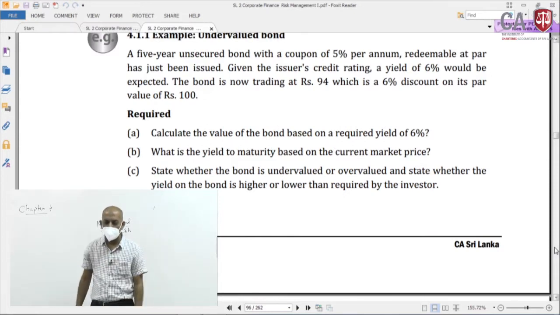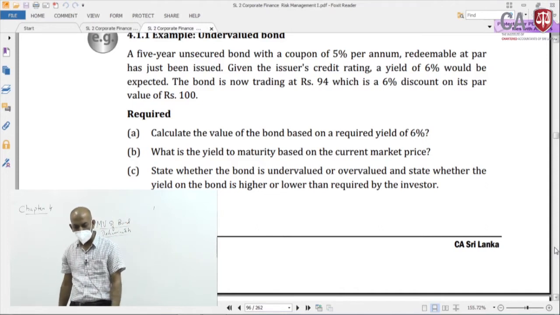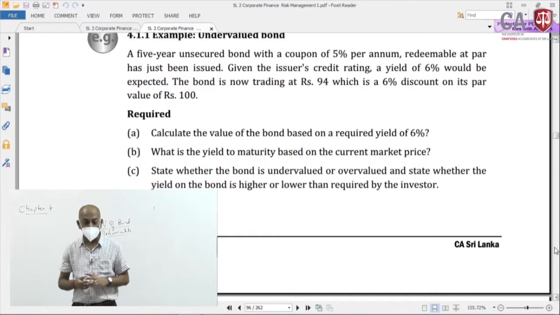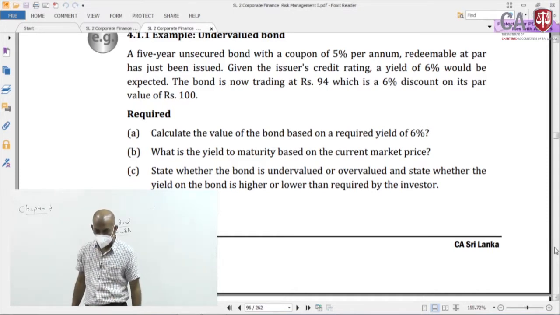So the 4.1 example, can you look at the example? Page number 74, 4.1.1. A 5-year unsecured bond, with a coupon of 5% per annum. So it's an unsecured bond, 5-year maturity period we have.